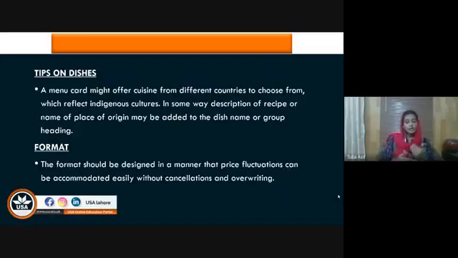There could be tips on the dishes. A menu card might offer cuisine from different countries, to choose a form which reflects indigenous cultures in some way. Description of recipe or the name of a place of origin may be added to the dish name or group heading. Format should be designed carefully, in a manner that price fluctuations can be accommodated easily without cancellations and overwriting.